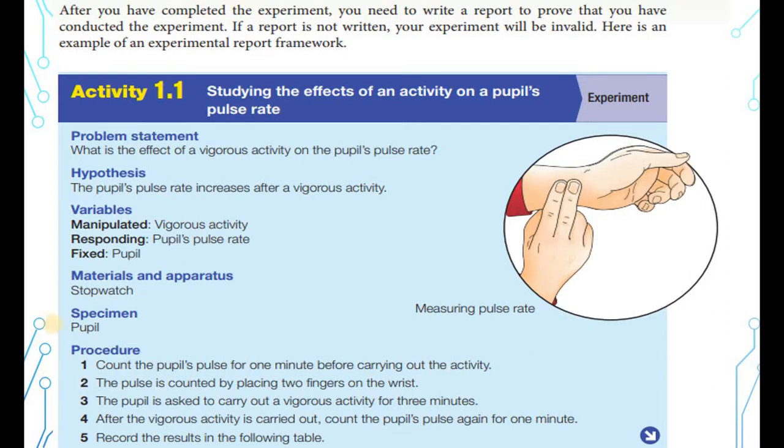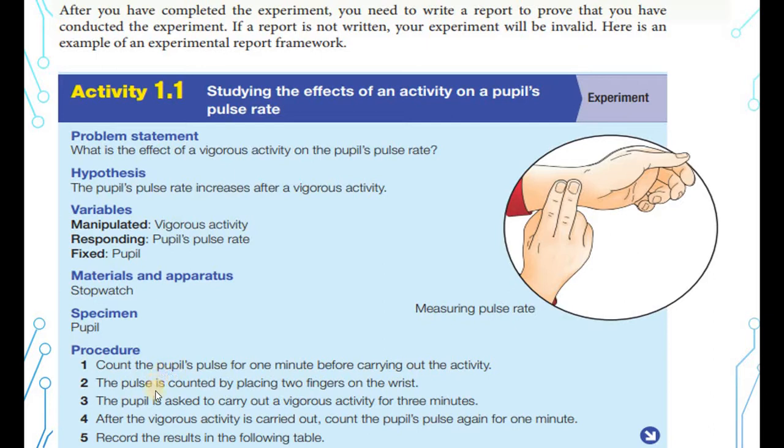Okay, example for number 1. Count the pupils' pulse for 1 minute before carrying out the activity. Okay, you have to change the sentence. The pupils' pulse rate was counted for 1 minute before carrying out the activity. Okay, number 2. The pulse is counted by placing 2 fingers on the wrist.